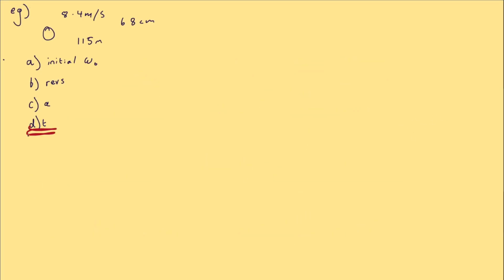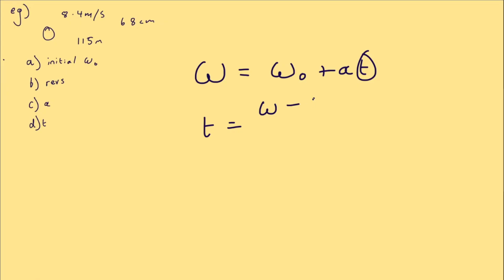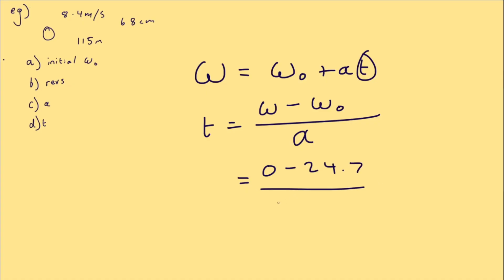The final problem is finding time. Take a look at this specific kinematic equation. And when you solve for time, you get t equals velocity change divided by angular acceleration. This is equal to 0 minus 24.7 divided by negative 0.902, roughly 27.45 seconds. So that's how long it took to slow down.